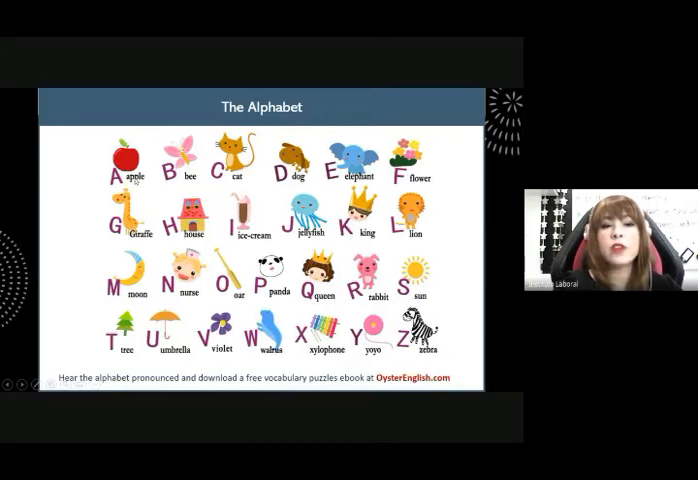Now let's read some words that start with each letter. Apple, bee, cat, dog, elephant, flower, giraffe, house, ice cream, jellyfish, king, lion, moon, nurse, panda, queen, rabbit, sun, tree, umbrella, violet, walrus, xylophone, yo-yo, zebra. Okay, let's repeat the letters of the alphabet again. A, B, C, D, E, F, G, H, I, J, K, L, M, N, O, P, Q, R, S, T, U, V, W, X, Y, and Z.